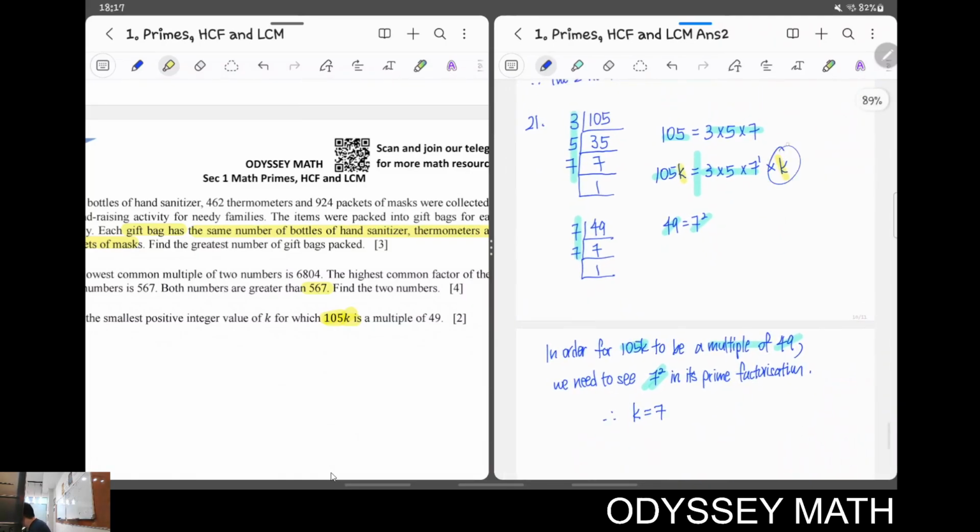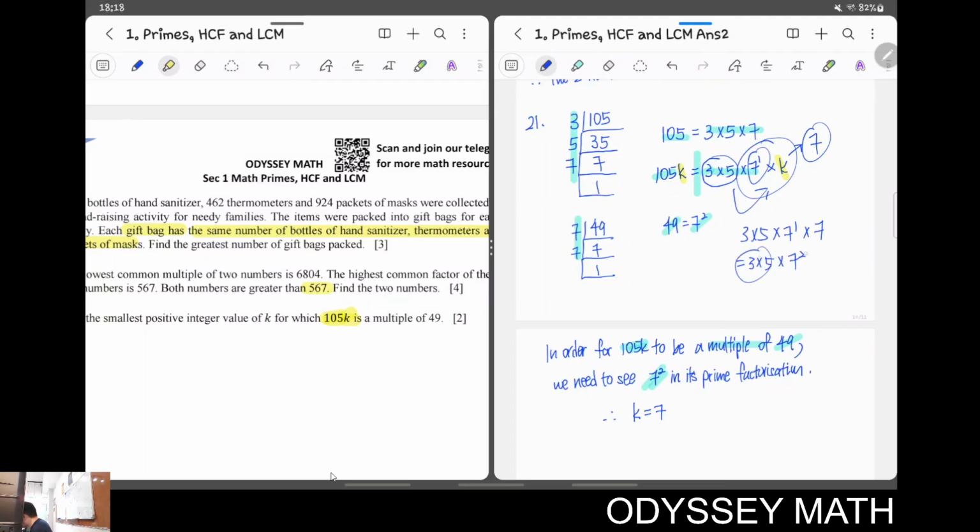So that when your k equals 7 over here, then 7 to the power of 1 times 7 is 7 to the power of 2. So you see the 7 to the power of 2 in the prime factorization, where 7 to the power of 2 is 49. Then 105k is a multiple of 49. Okay? Because if you take 3 times 5 times 7 to the power of 1, k is 7. So it's 3 times 5 times 7 to the power of 2.